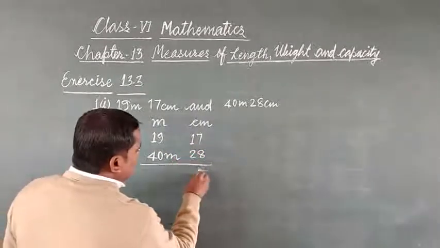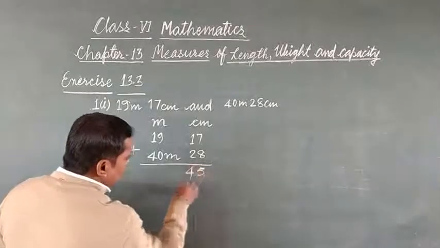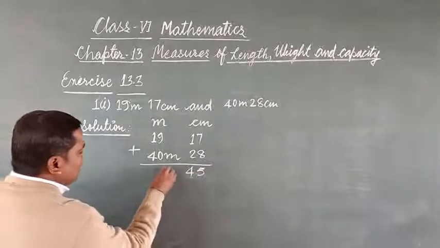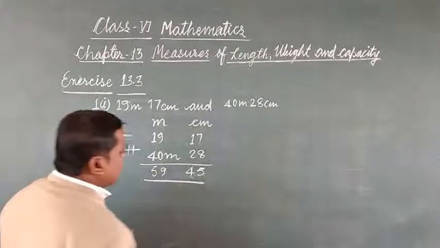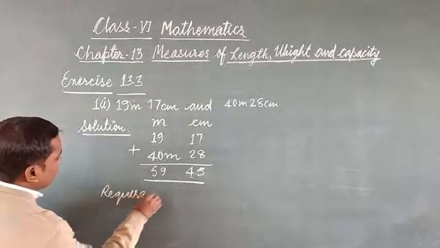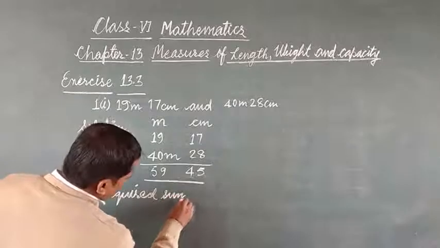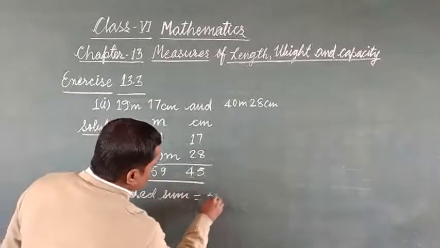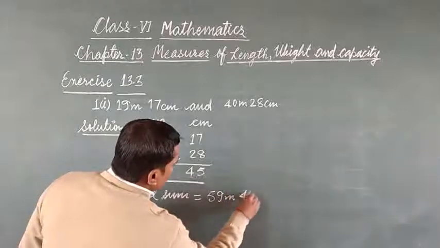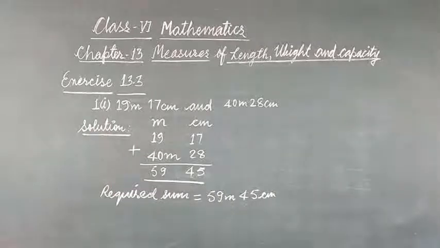7 plus 8, 15, 5, 2 plus 1, 3 and 1, 4, and here 9, 5. So we will get the sum. So the required sum is equal to 59 meter 45 centimeter. I hope you understood this addition.